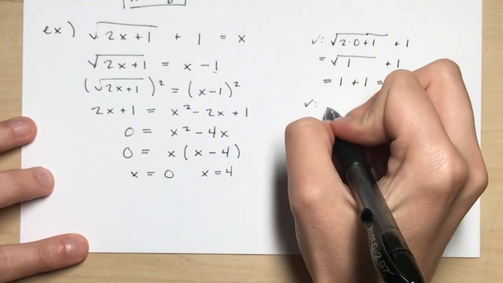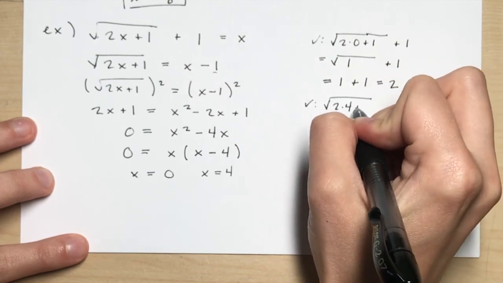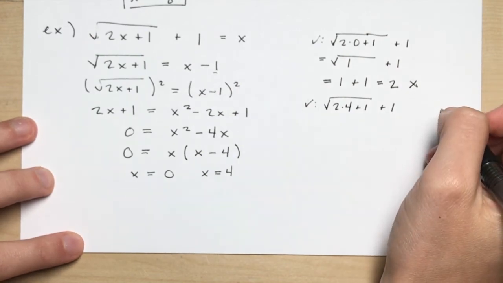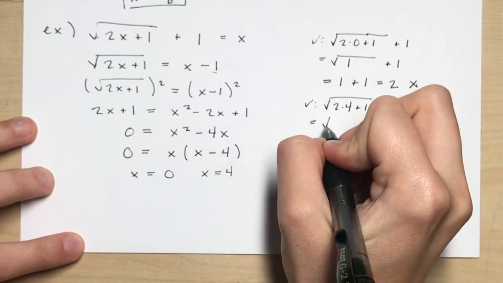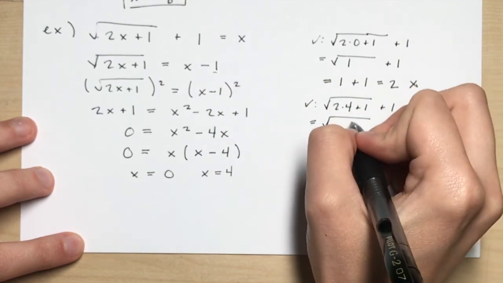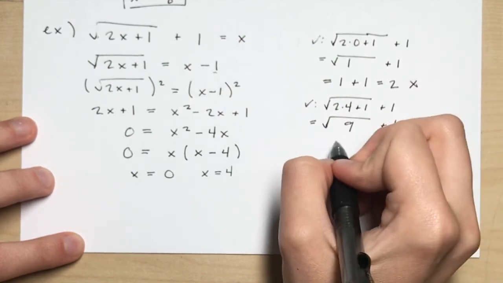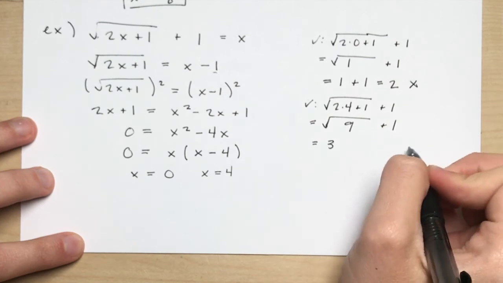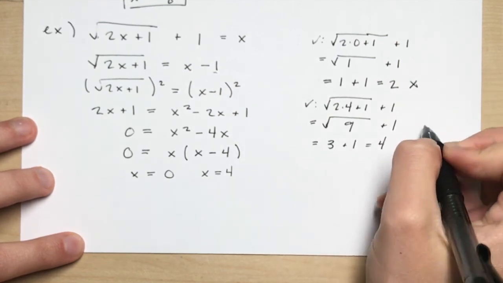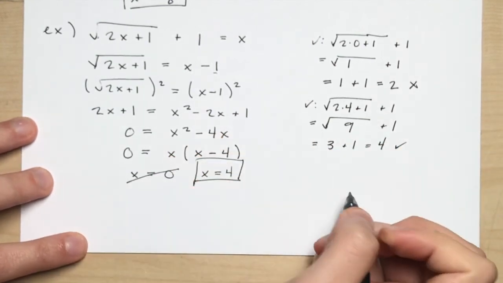Let's check 4. So we plug in, we've got 2 times 4 plus 1 on the outside. We want this to be equal to 4. We have square root, 2 times 4 is 8, plus 1 is 9. Square root of 9 is positive 3, just in this case. So we have 3 plus 1, which is 4, which is what we wanted. So 4 works. 0 does not.